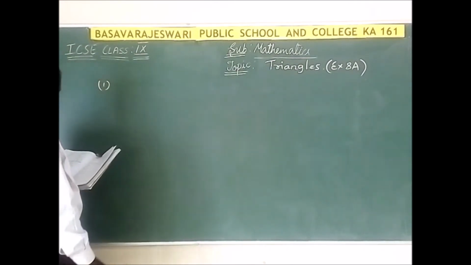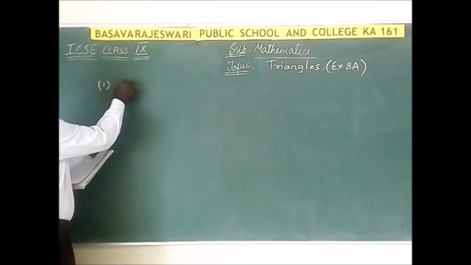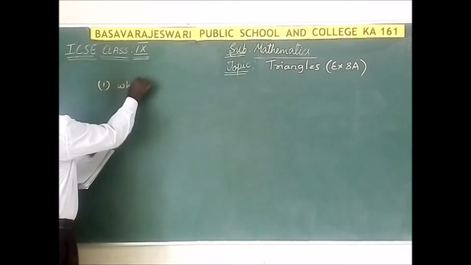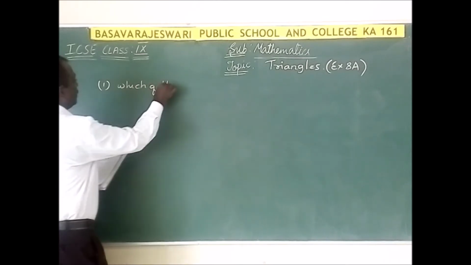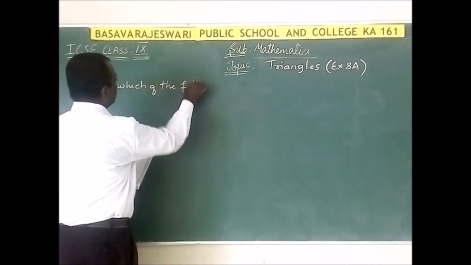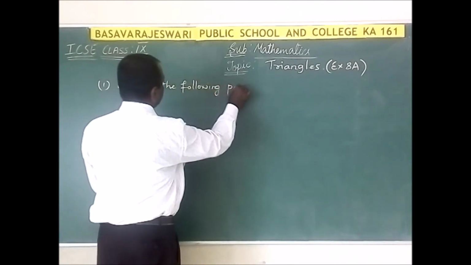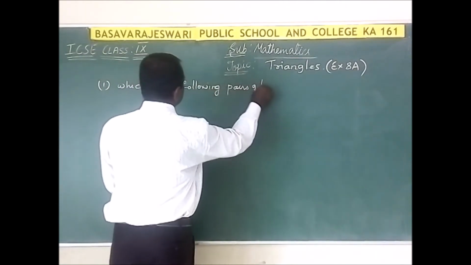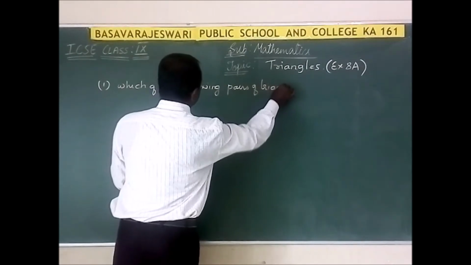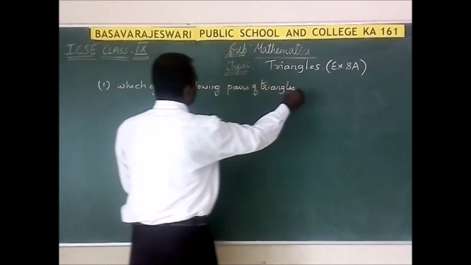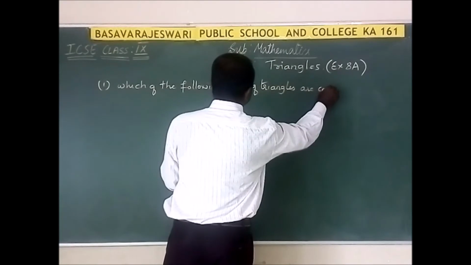Which of the following pairs of triangles are congruent?